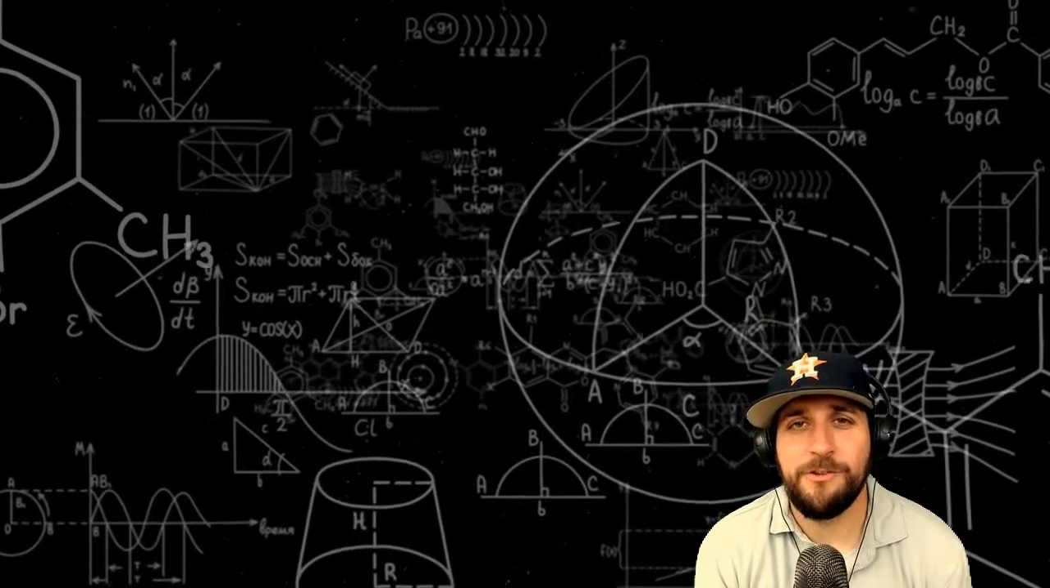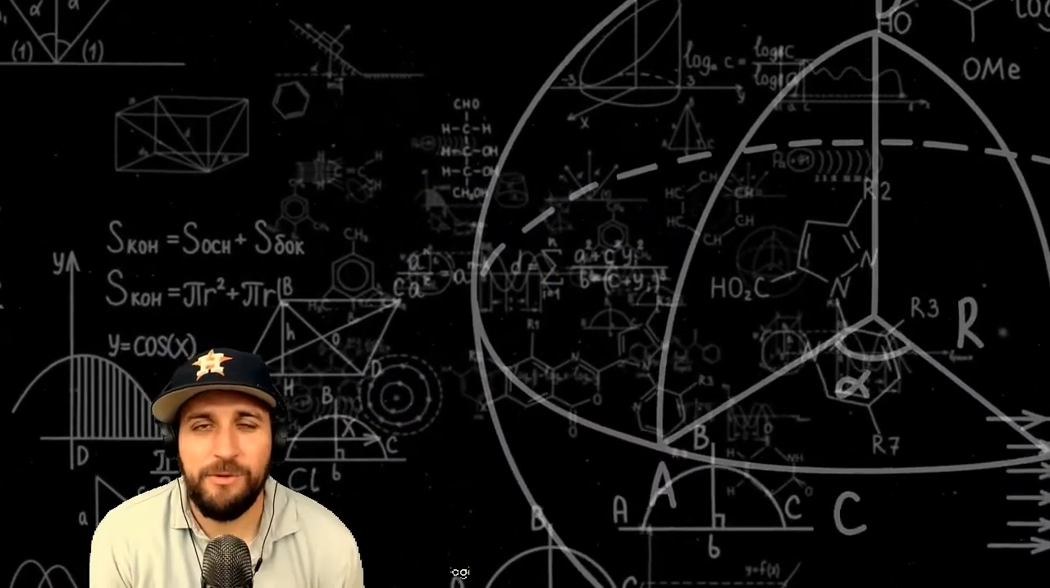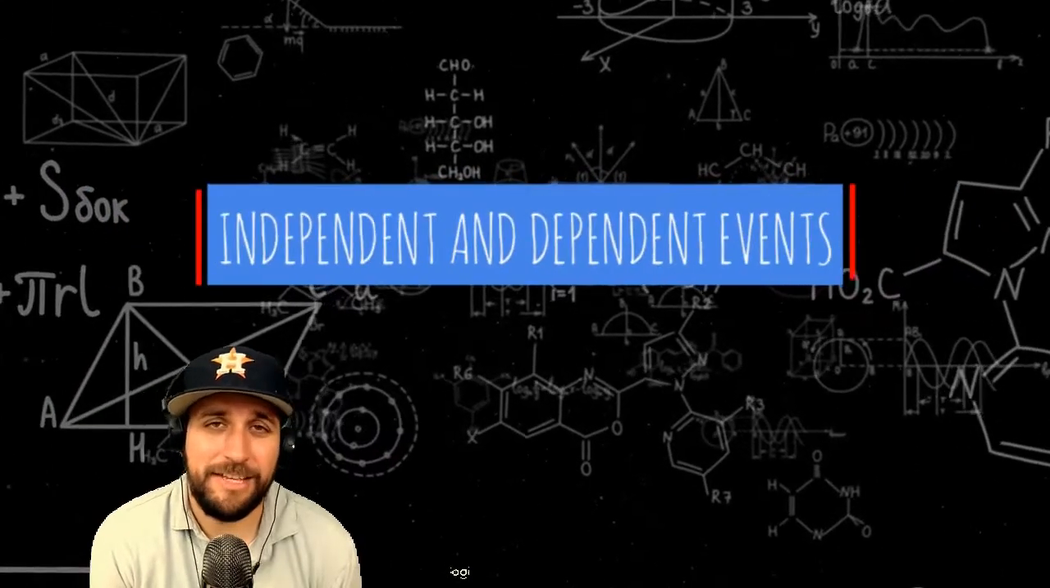Hi everybody, I'm Mr. Wheeler and welcome to another episode of Lost in Math. Today we're continuing our talk on probability and talking about independent and dependent events.